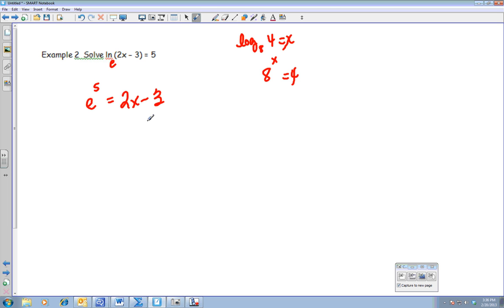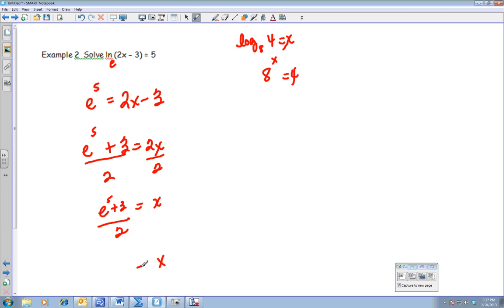So now I'm going to solve for x. Add 3 to both sides, so I have e to the 5th plus 3 equals 2x. Divide by 2. So x equals e to the 5th plus 3 over 2. I can leave my answer like that, or if I put that in my calculator, remember you have an E button on your calculator. It's second division. X equals 75.707.